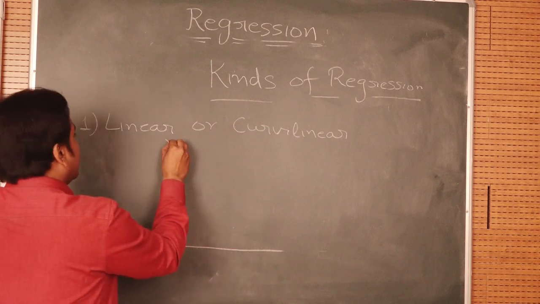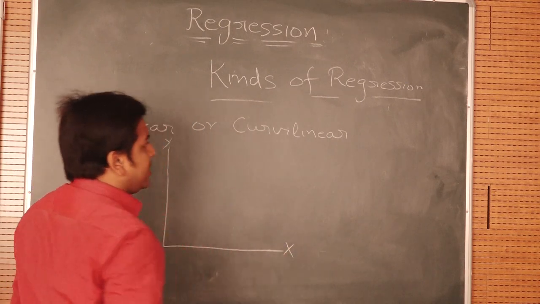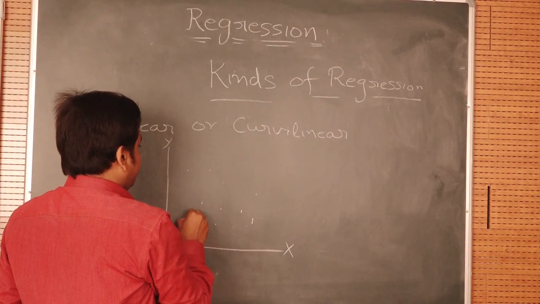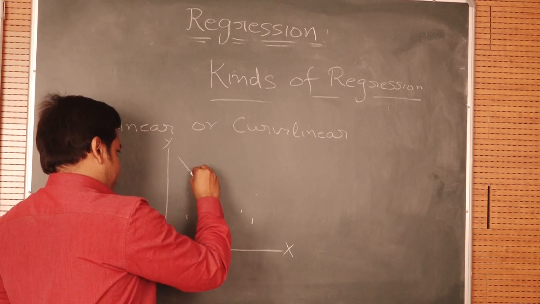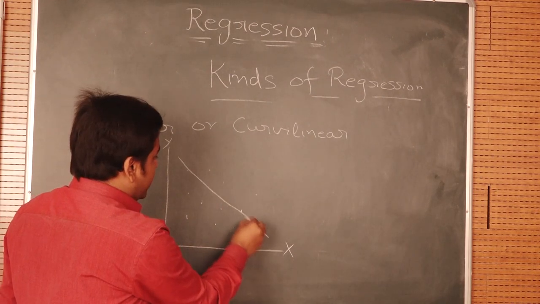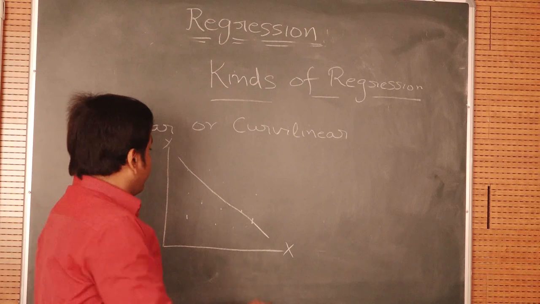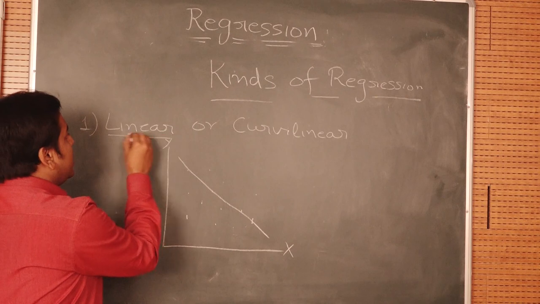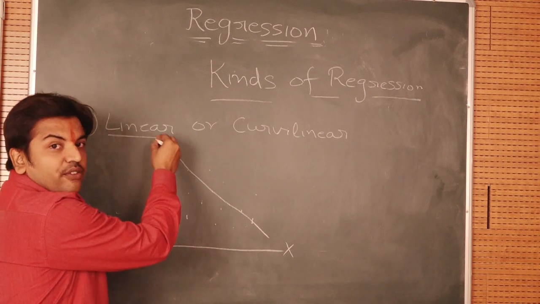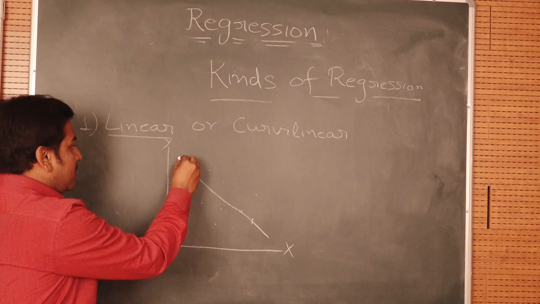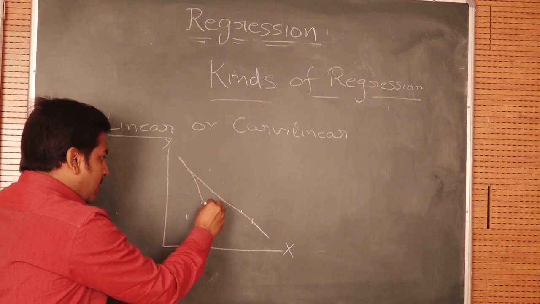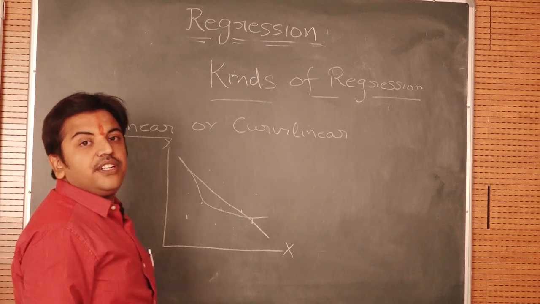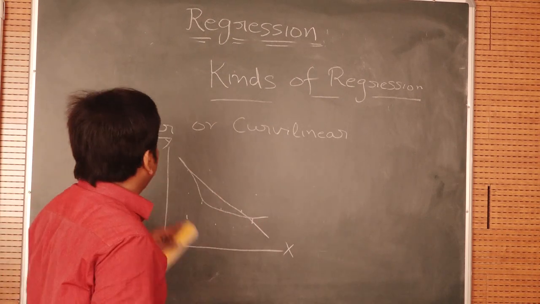You see, if this is the Y series and this is the X series, there are different dots, different points which we take into consideration, and we make a line over here. If this line is a straight line, we say that our regression is linear. That is, it is in one line. But if we make this line and take it like this, then we say that our regression is curvilinear.